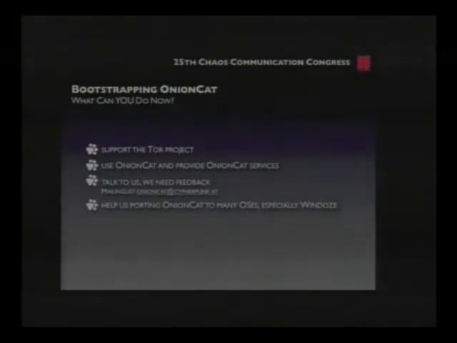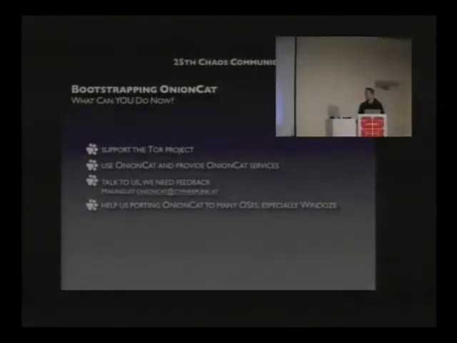And talk to us. We need feedback. We have a mailing list, onioncat@cypherpunk.at. We will also provide a mailing list inside OnionCat through our OnionCat mail server. And please help us port OnionCat to other operating systems, especially Windows, because, as we already mentioned, of the OpenVPN trick inside there. Porting it to Windows is, I think, important.